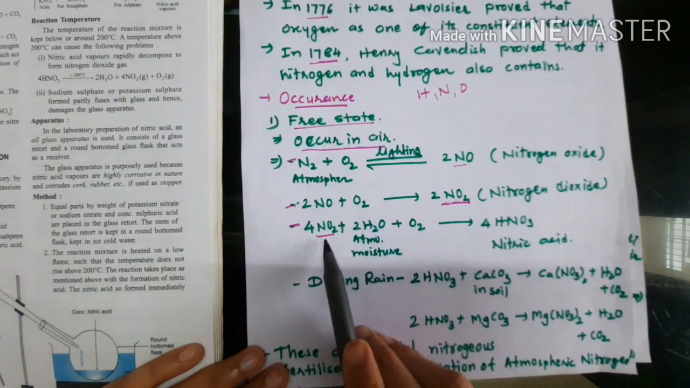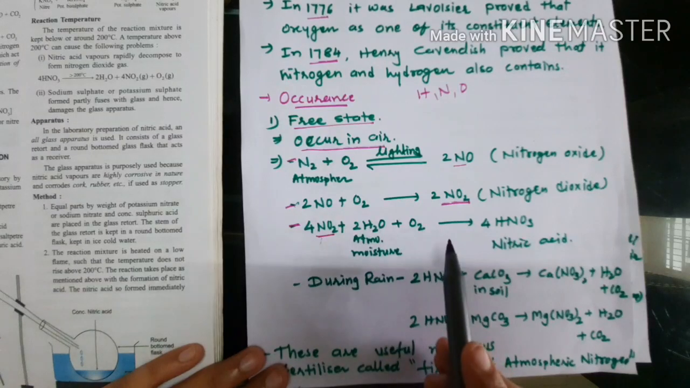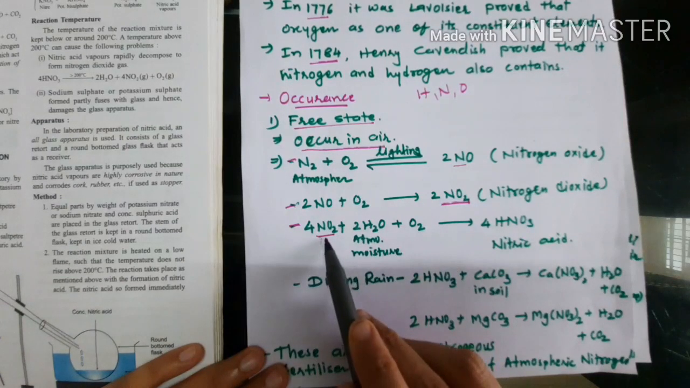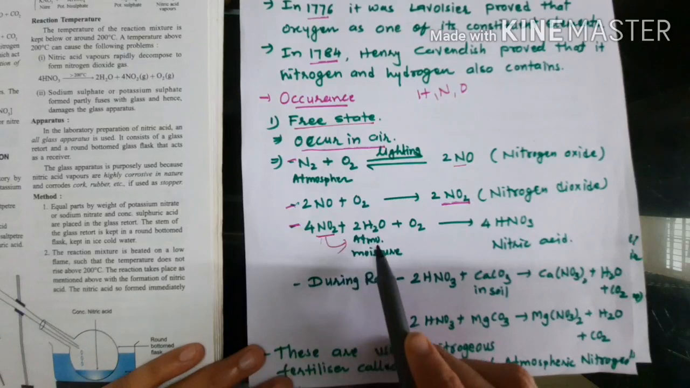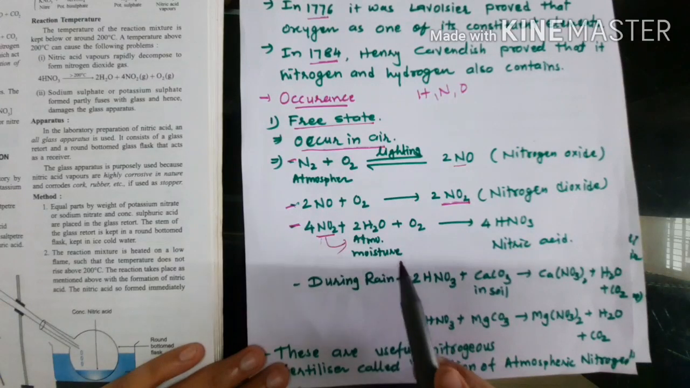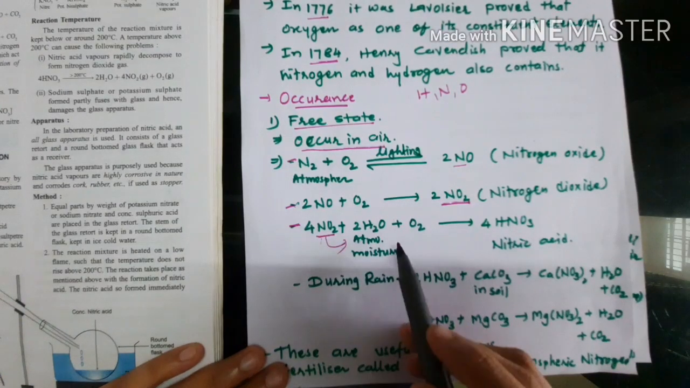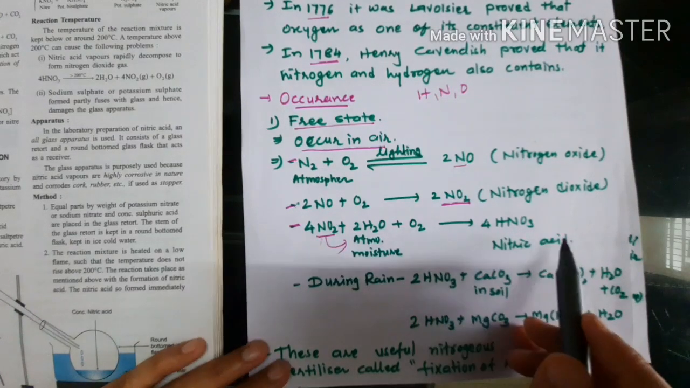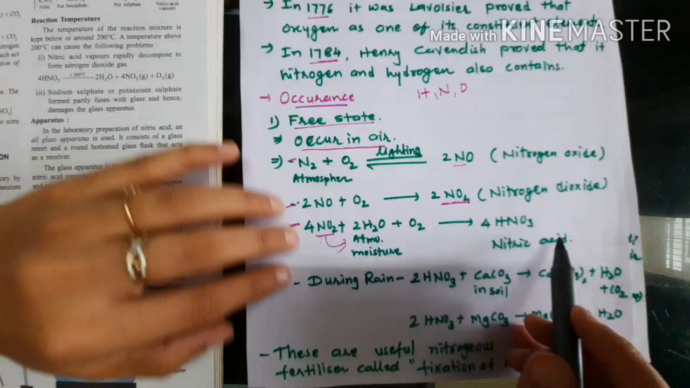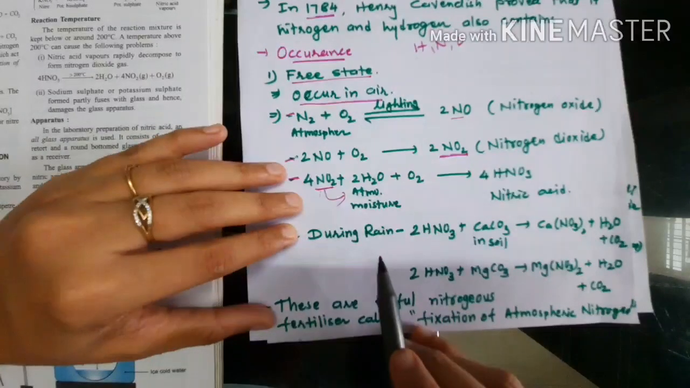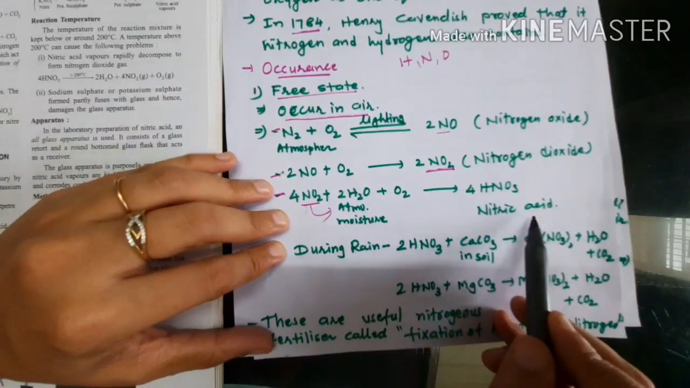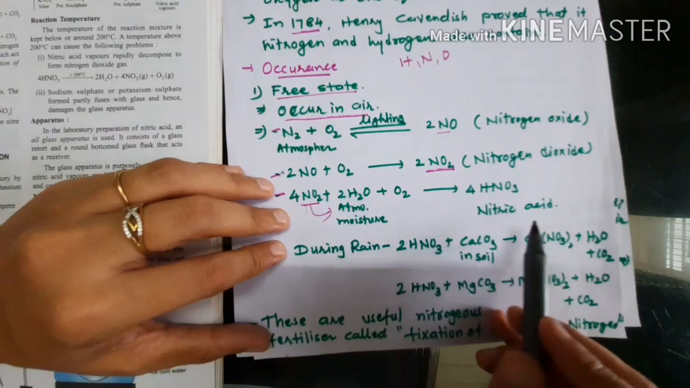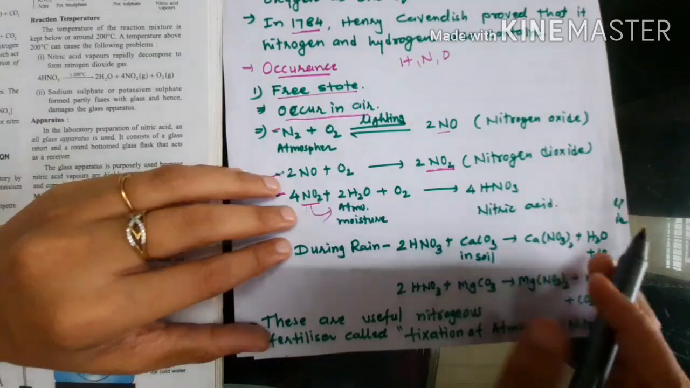And this nitrogen dioxide is able to dissolve into the water. So it immediately dissolves into the water which is present in the atmosphere as moisture. So it reacts and converts into nitric acid. So this is the way it is present in a free state. And during the rain, this nitric acid can come down into the soil.